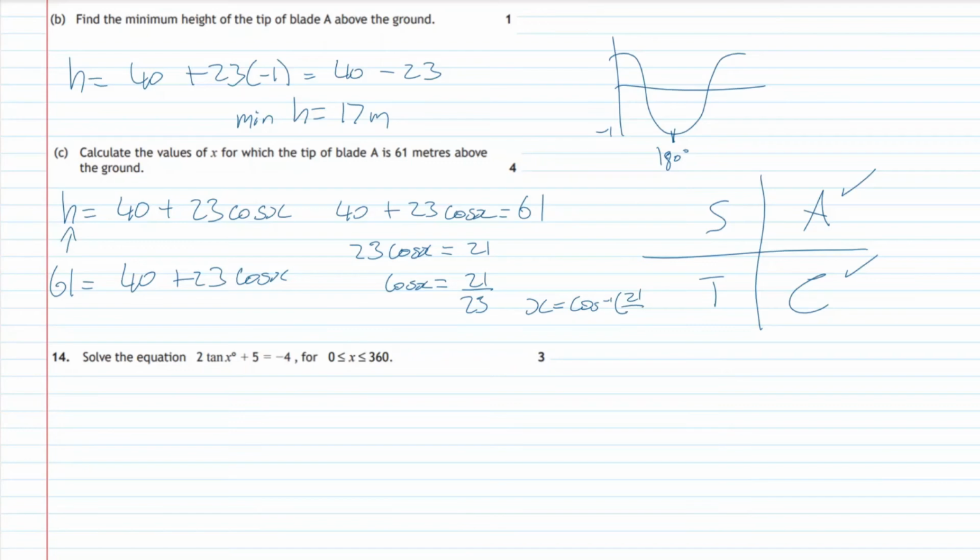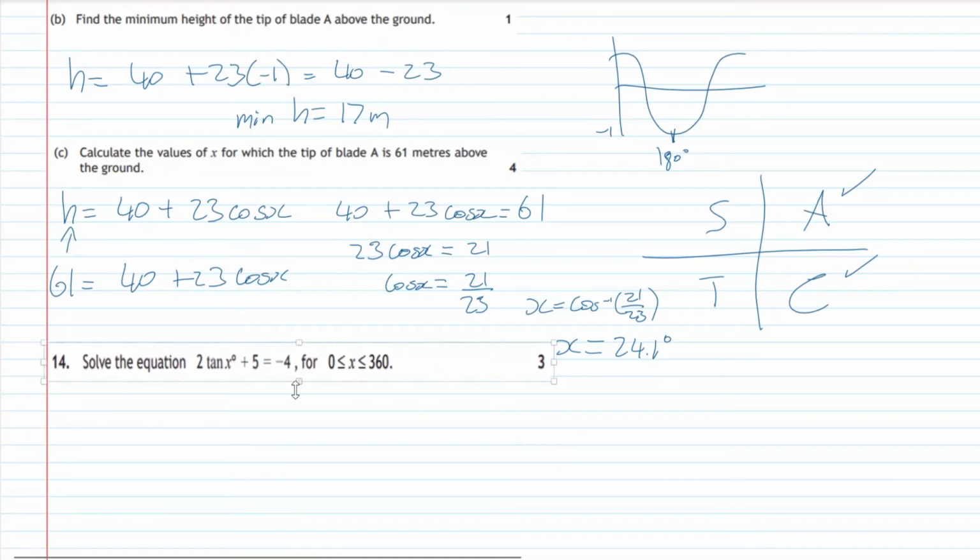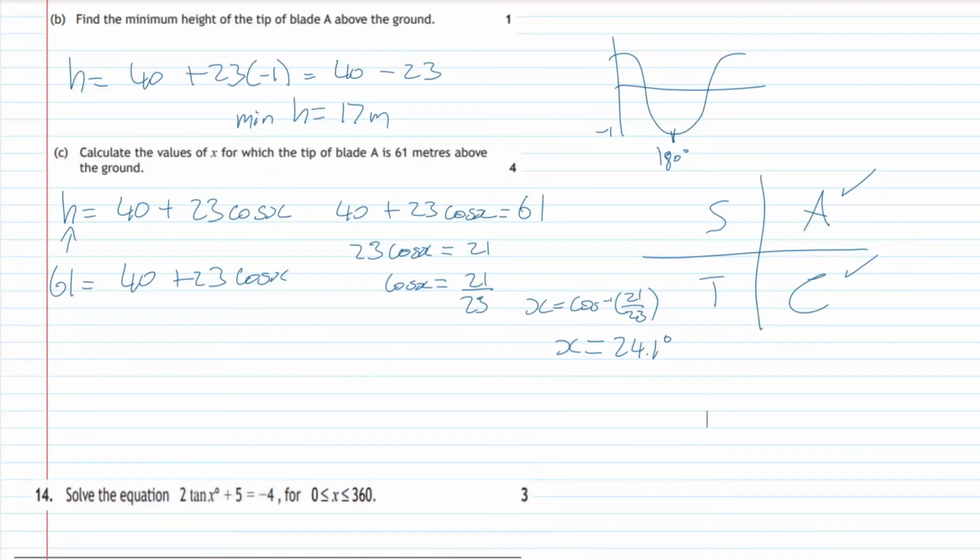And the inverse cos of 21 over 23, pop that in your calculator, it comes out to be 24.1 degrees. And what I'll do actually is move this one down to give us a little bit more room to work with. So let's drag it down.